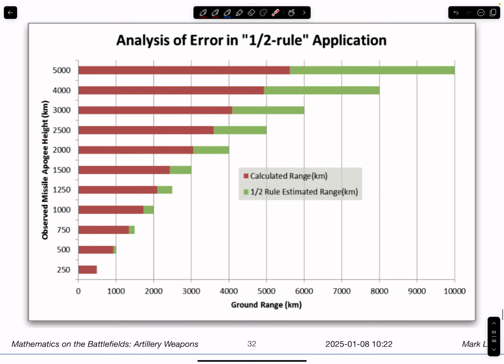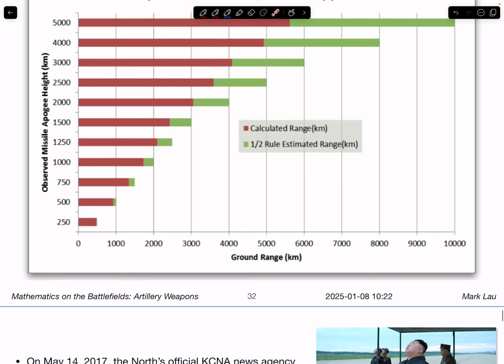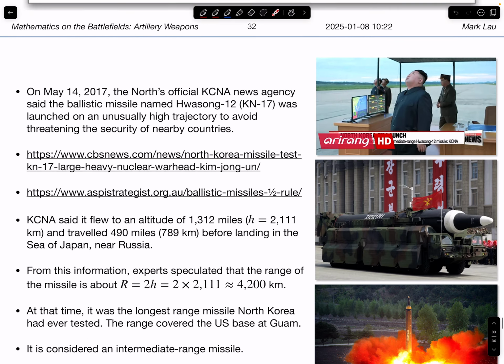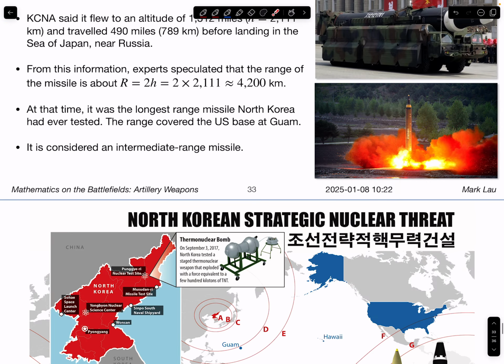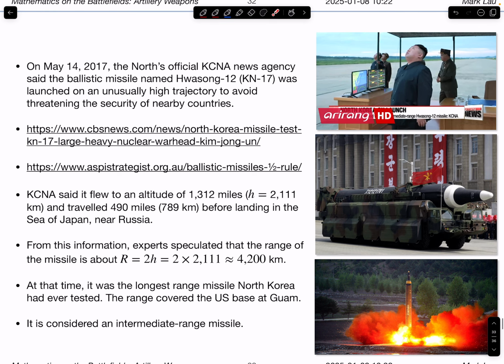So for really large distances, the rule is not that reliable. Okay. So these are some random facts about missiles, I guess.